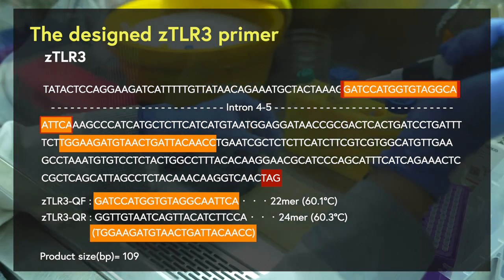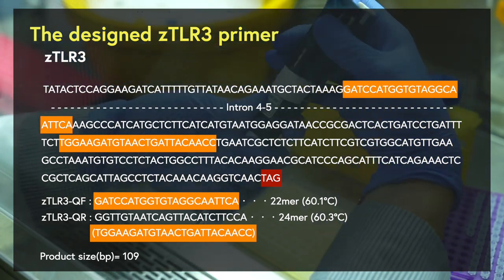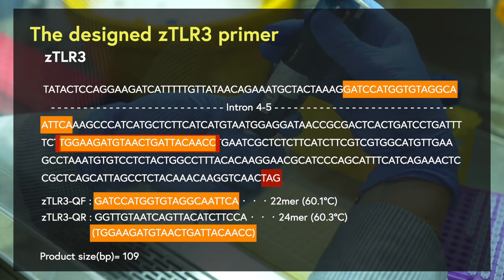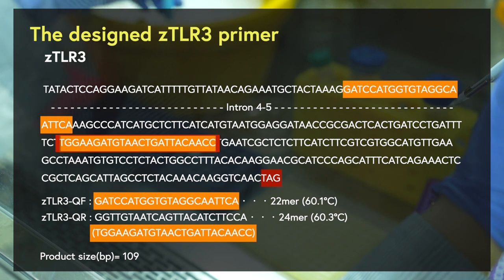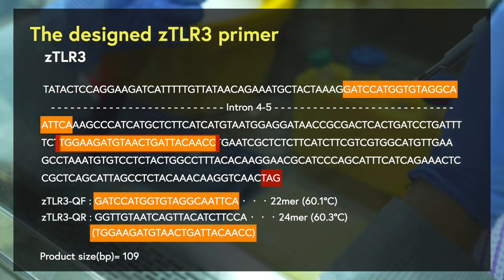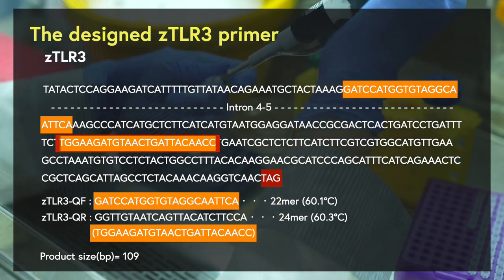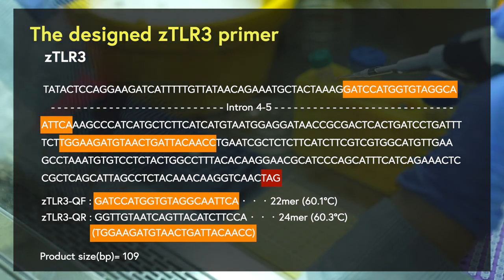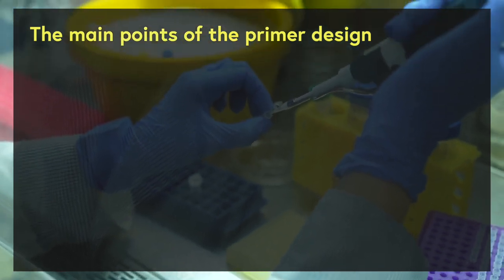And then you will count roughly 100 base pairs, and then design the reverse primer for zebrafish TLR3. So the reverse primer will be TGGAAGA until CAACC. And here, remember to do reverse complement for them. In this case, the PCR product size is 109 base pairs. All follow the rules. So let's just get back to the rules and remind you of some of the main points of the primer design.